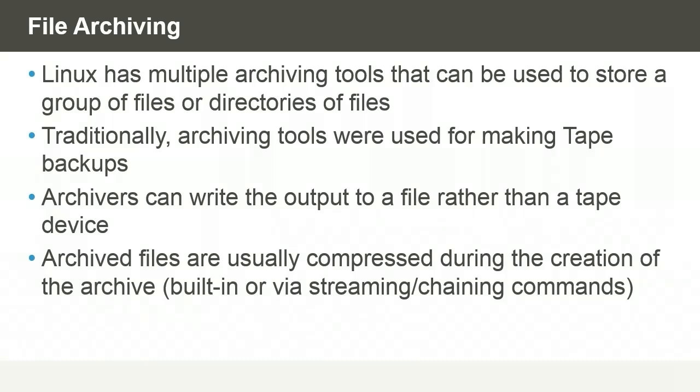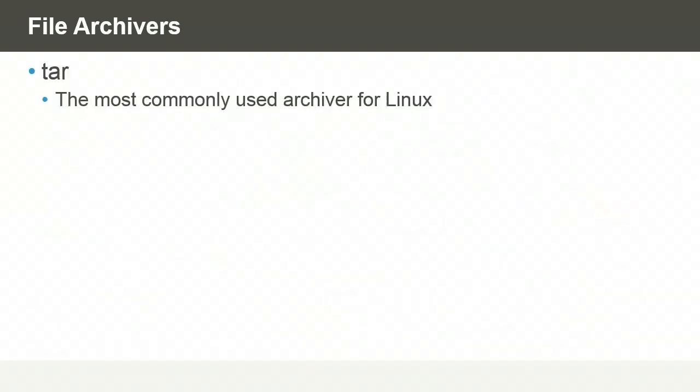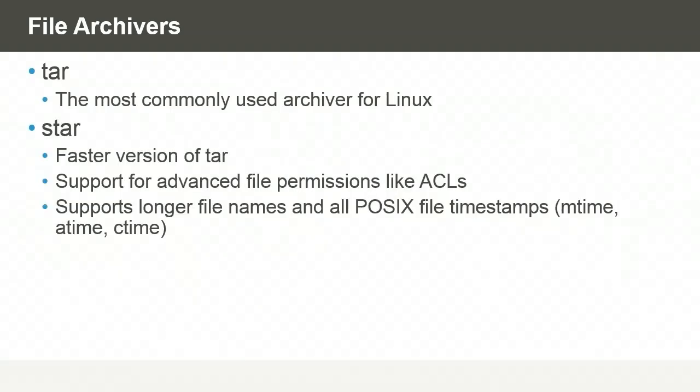Archived files are usually compressed, but they don't have to be. There are many different compression mechanisms that can be used when creating an archive of files. tar is the most commonly used archiver for Linux. It has options whereby we can also compress the files that we're adding to the archive.